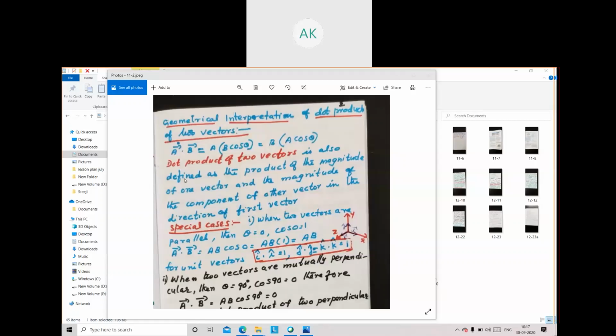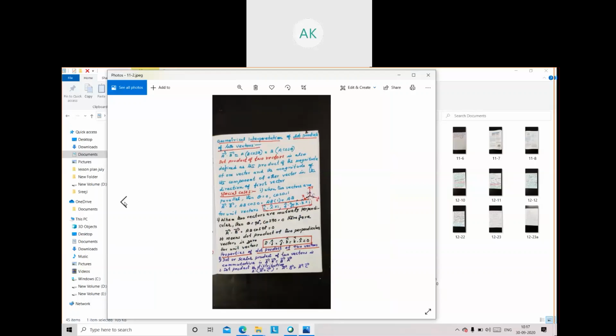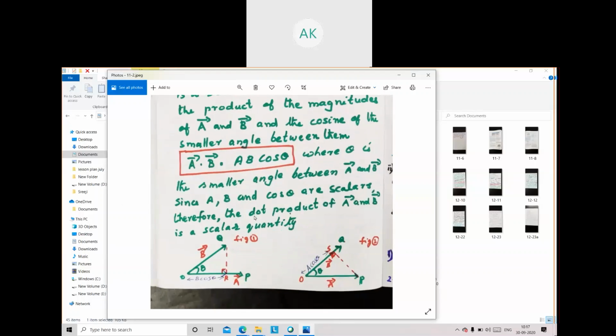So A dot B equal to AB cos theta, A into B cos theta. In the figure, you can see the last figure. In this figure, this is vector A and vector B. We draw a perpendicular to this axis, that means OP direction, that means vector A's direction. From vector B, you draw a perpendicular. Then that will be the component of vector B.